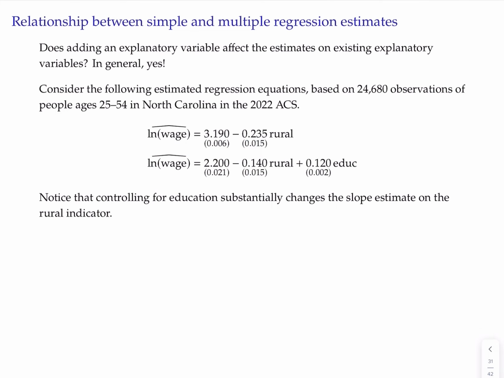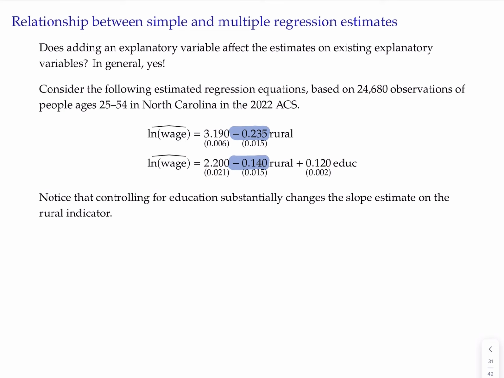Now, what happens in the multiple regression if we control for years of education? When we control for years of education, you can see the coefficient on the rural indicator changes quite a bit. So that rural-urban wage gap drops in magnitude from 23-24% down to about 14%. Again, those are just approximations. But you can see that it's a substantial change there.